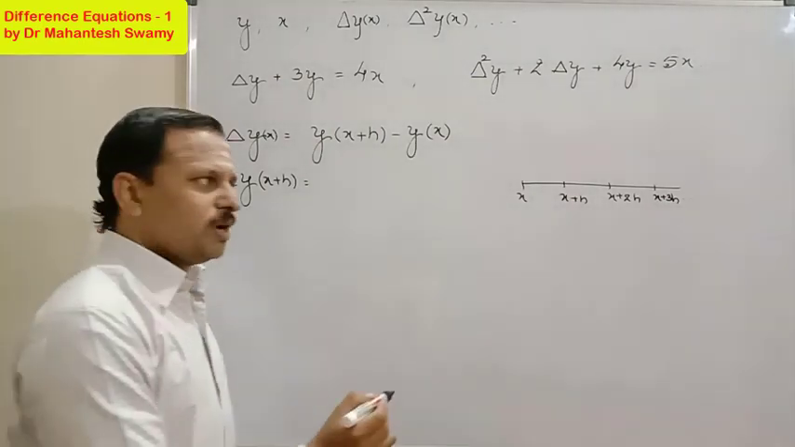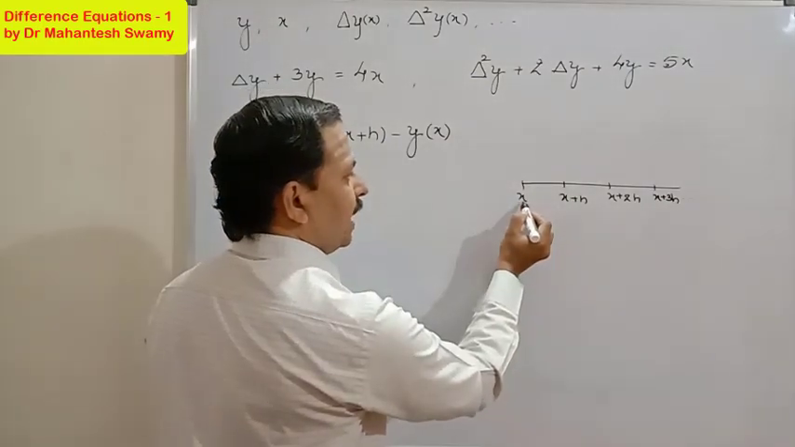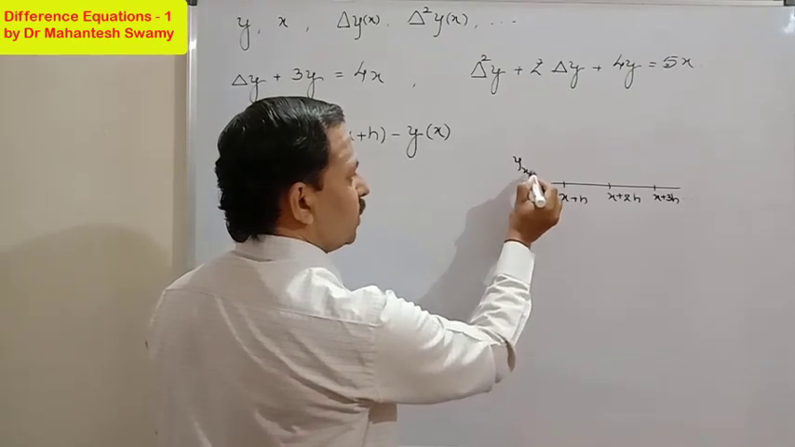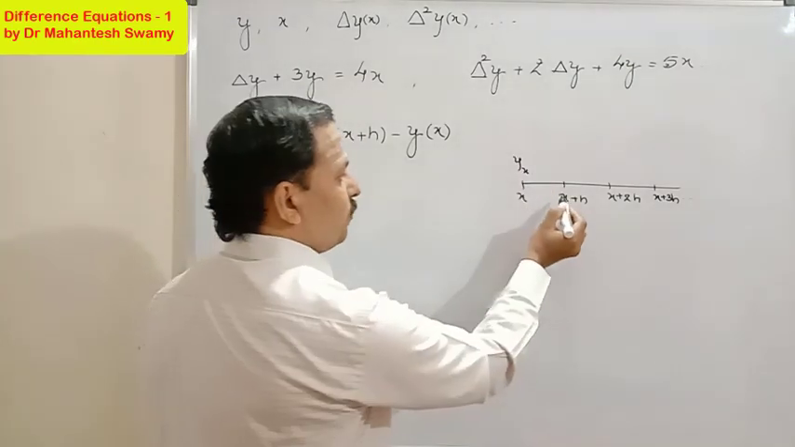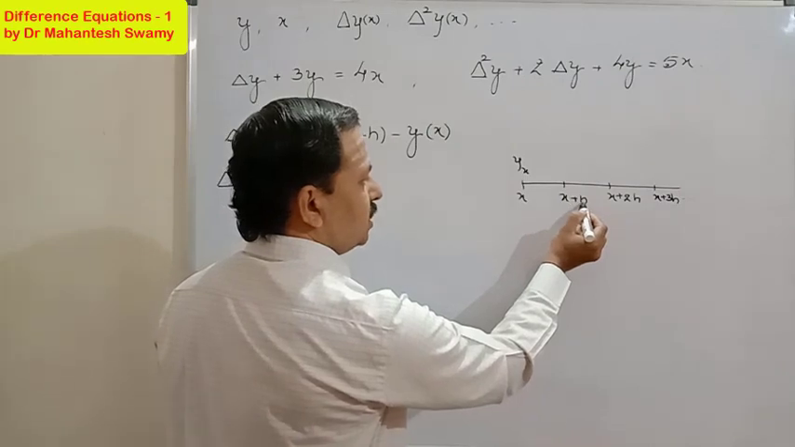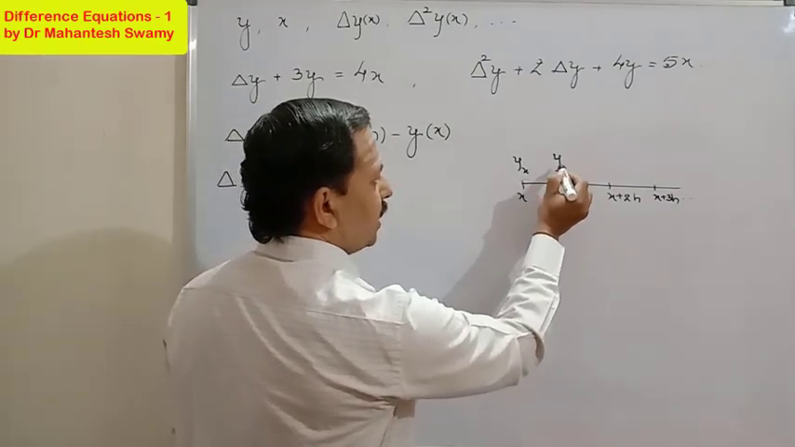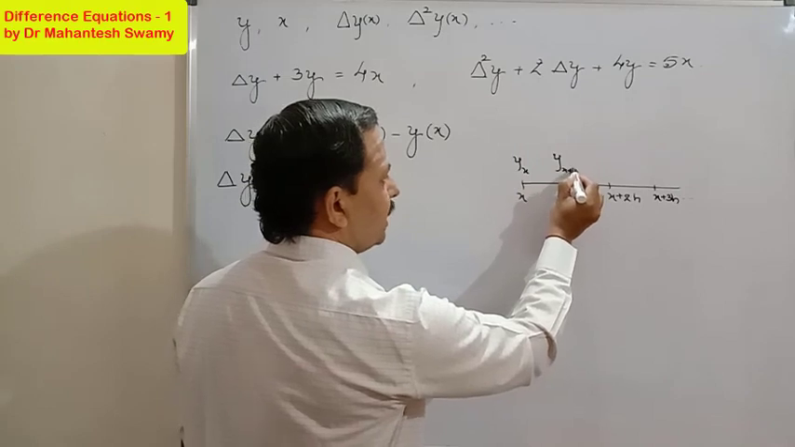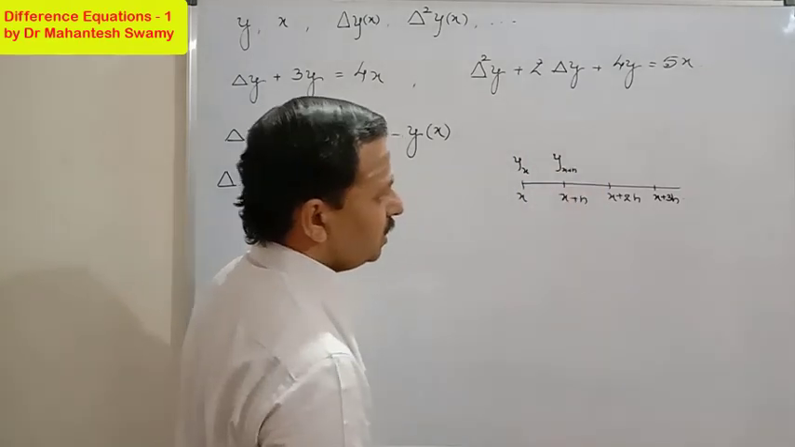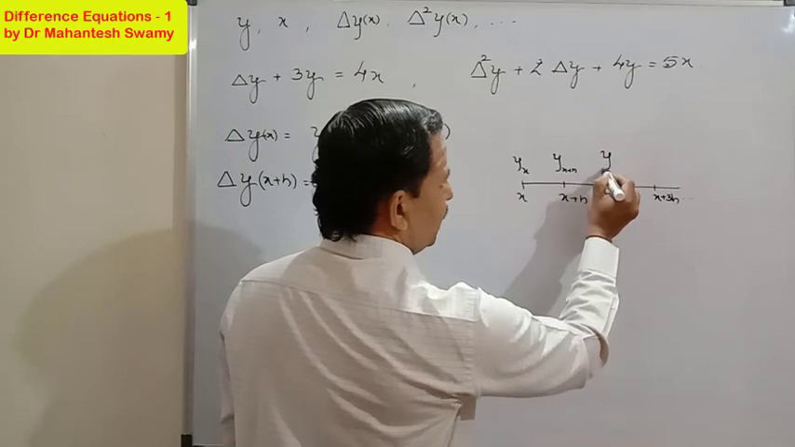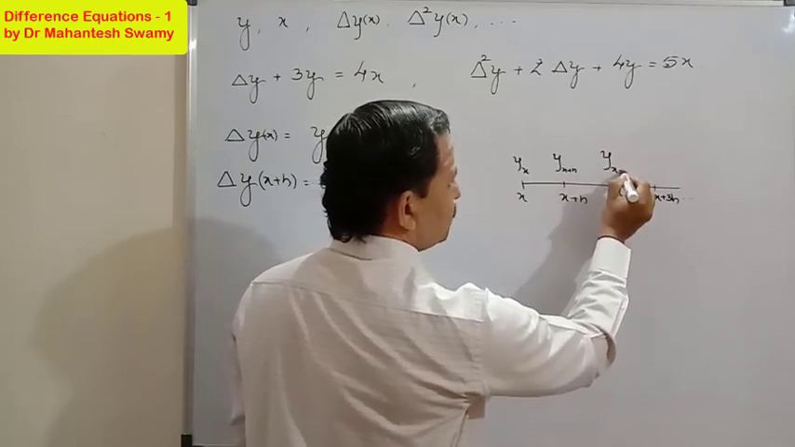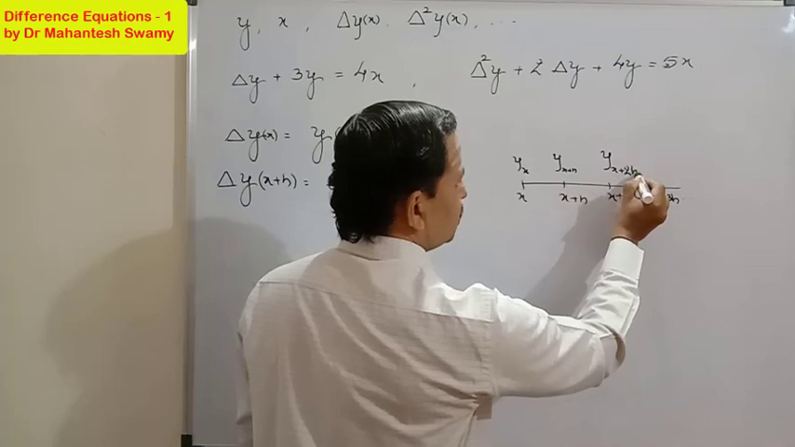Now the corresponding values of y at x will be denoted as y of x. For our convenience, let us take it as y_x. The value of y at x plus h can be taken as y of x plus h, or it is y of x, y with subscript x plus h. The value of y at x plus 2h may be denoted as y with subscript x plus 2h, and so on.